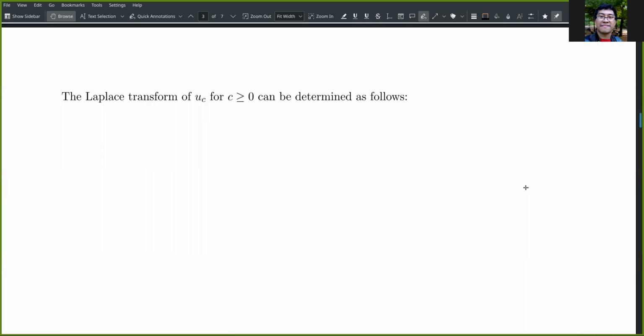The Laplace transform of u_c is actually easy to solve. You just take the Laplace transform of u_c(t) the usual way. So we integrate from 0 to infinity of e to the minus st u_c(t) dt.